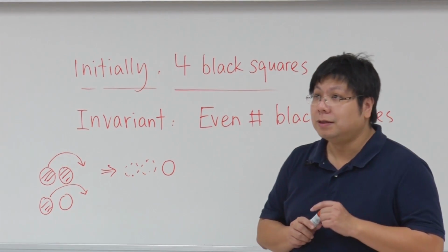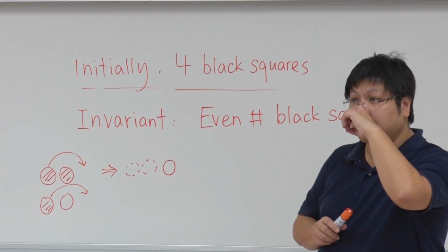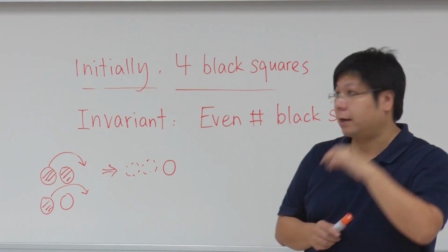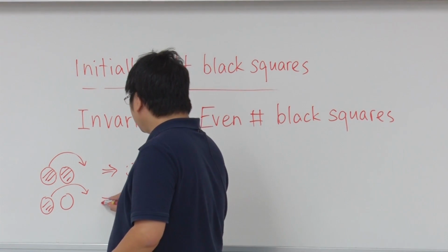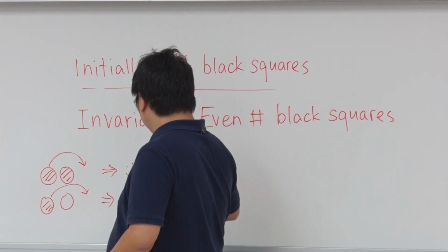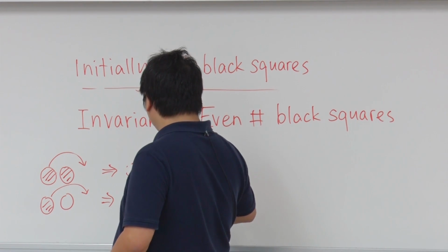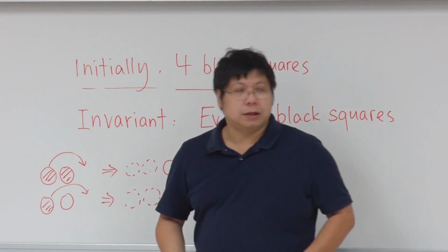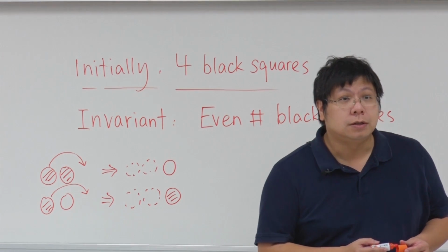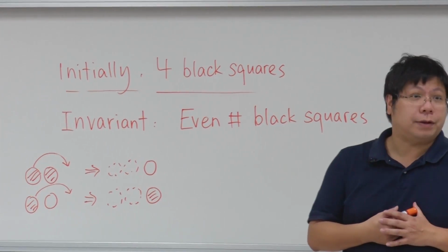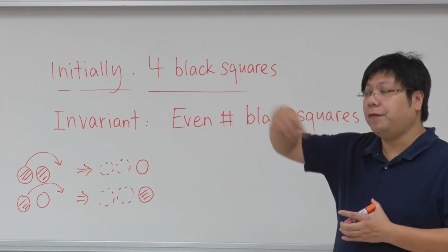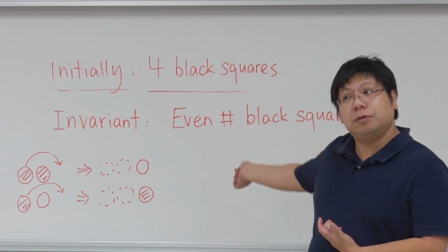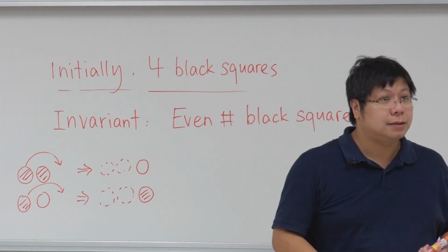What will happen? If I have a black, I jump over a white, I will have a black. Is that okay? So these two are gone, but then I will have a black. So the number of blacks does not change. So if at the beginning there is an even number of blacks, then after this movement, it will still be an even number of blacks. Does that make sense?